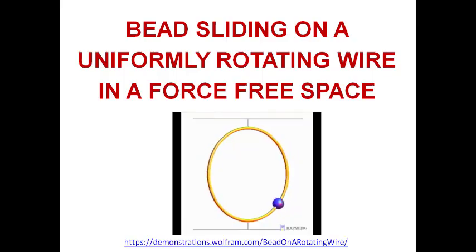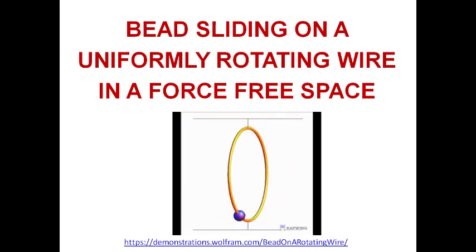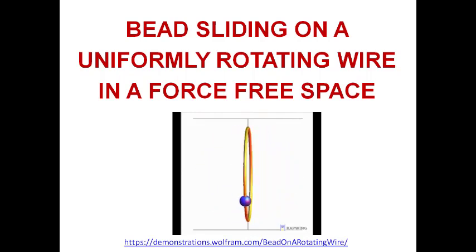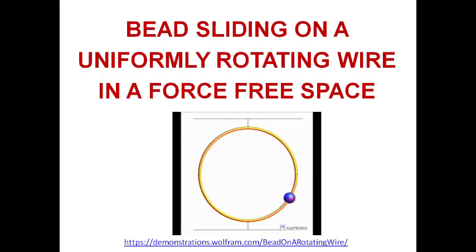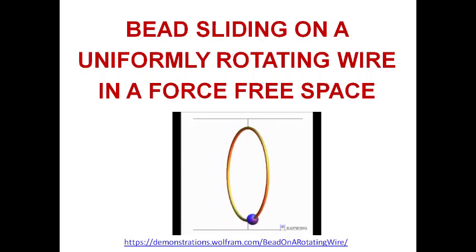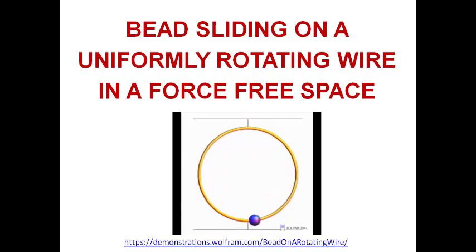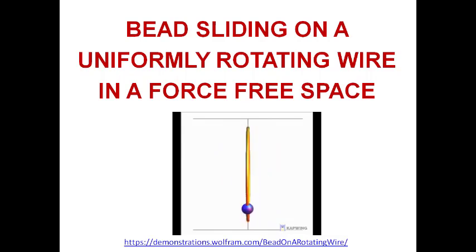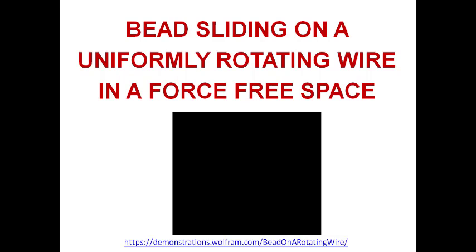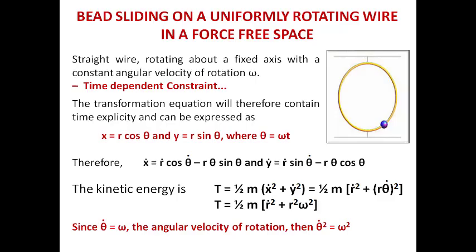So now we are going to discuss the second option regarding a bead sliding on a uniformly rotating wire in a force-free space. You just notice that there is a uniformly rotating wire, and a bead is connected on it. Notice the movement of the bead, how it is running on it. We are going to solve the equation of motion of this system by using Lagrange's equation.